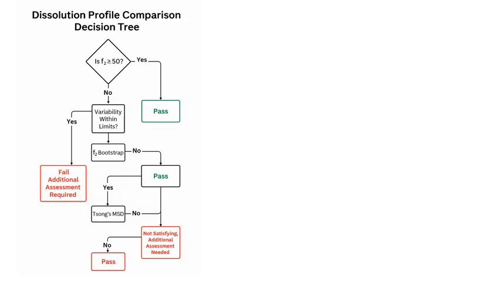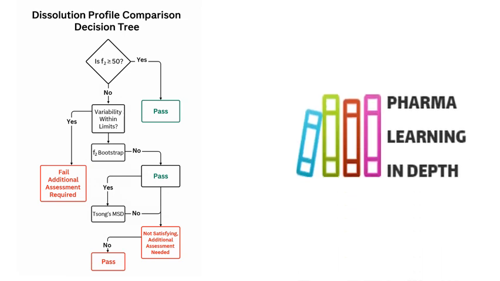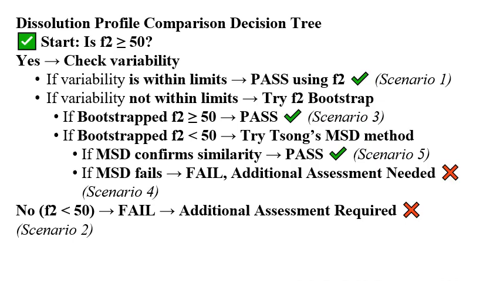This is a chart or decision tree for deciding whether to go for the bootstrapping method or MSD or not. So simply, if your method is providing the F2 value, then it is passing, no need to go ahead. If the results are variable, then go to bootstrap, and if bootstrap is still failing, then the MSD method is required. If the MSD method is also not working, then you need to go for additional testing, additional dissolution method development, and IVIVC.